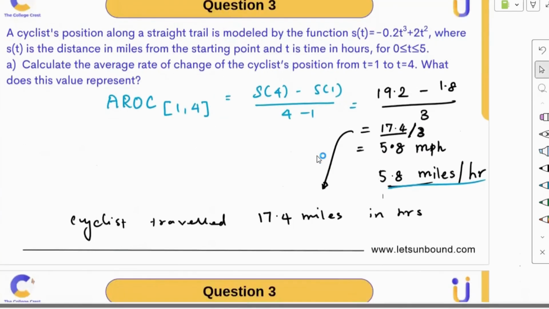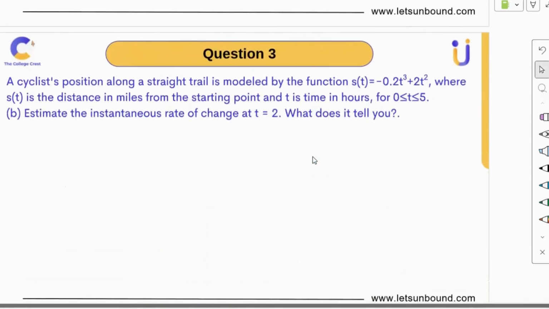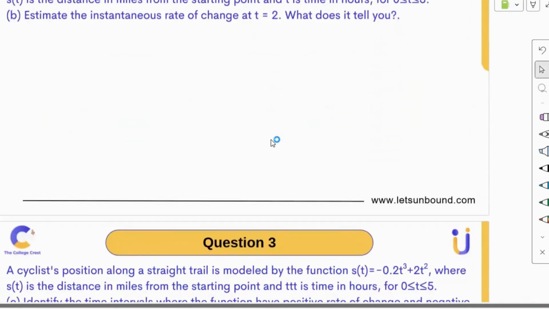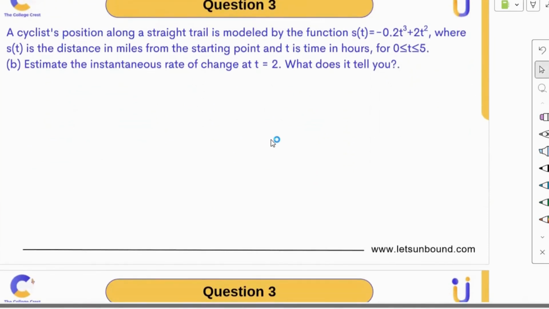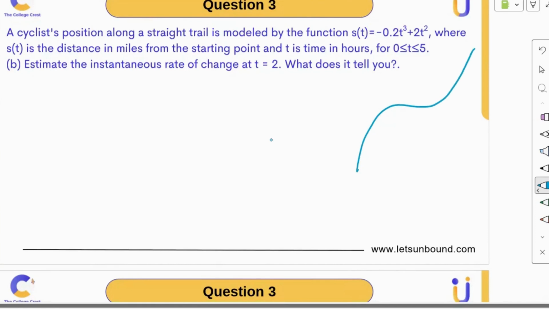Now we are moving to the next part, B. Same thing, estimate the instantaneous rate of change at t equal to 2. What does it tell you? So instantaneous, if it is a graph, I will draw the tangent and estimate the slope of the tangent. Okay, how can I do it here? So this is a cubic function. Let me imagine something like this.